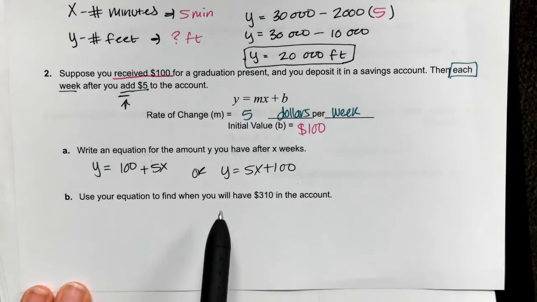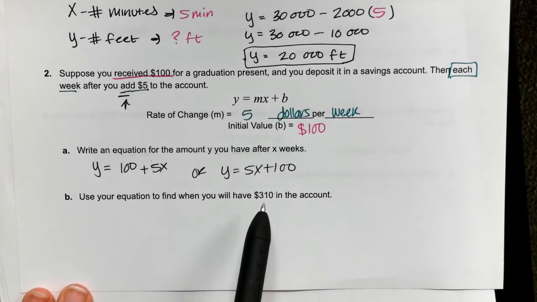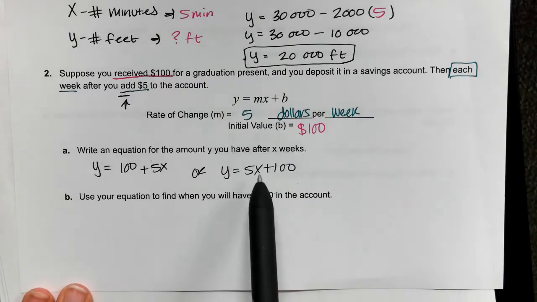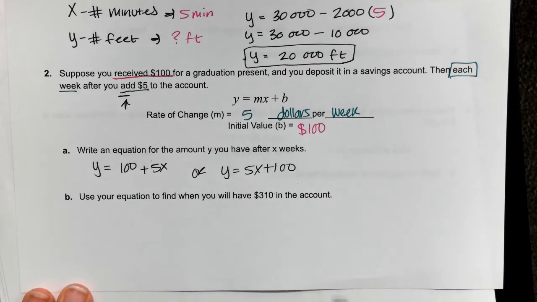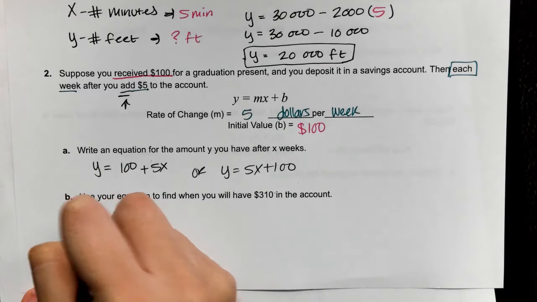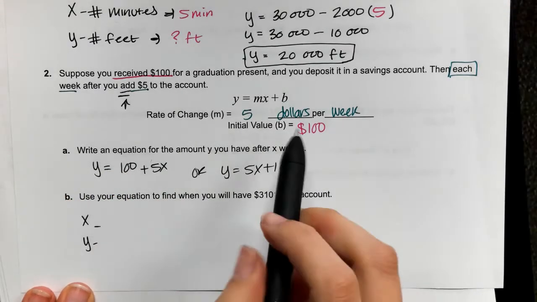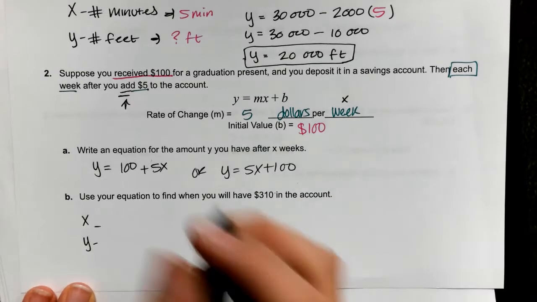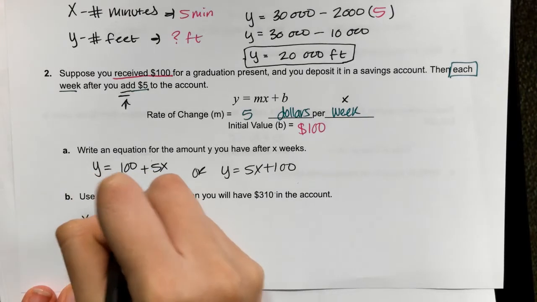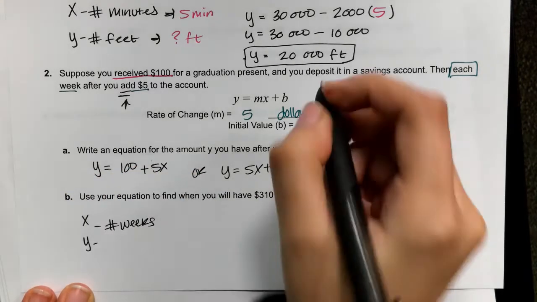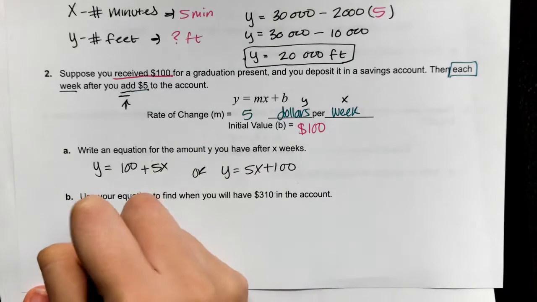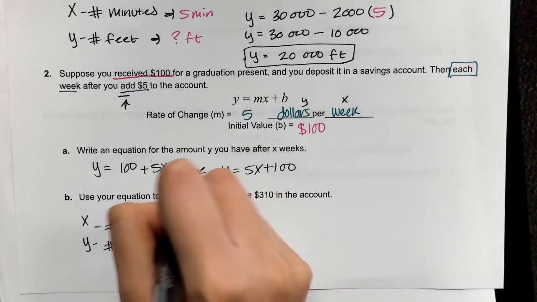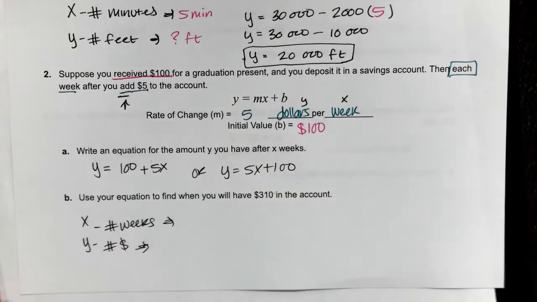Use your equation to find when you will have $310 in the account. Once again, we have the problem of, do we plug in this 310 for x or do we plug in this 310 for y? Well, let me write it out. Units of y per units of x. My units of x are weeks, so number of weeks. My units of y are dollars, so number of dollars. And then we have to see, okay, which one do they tell us?